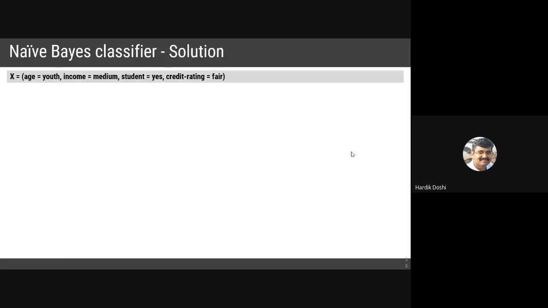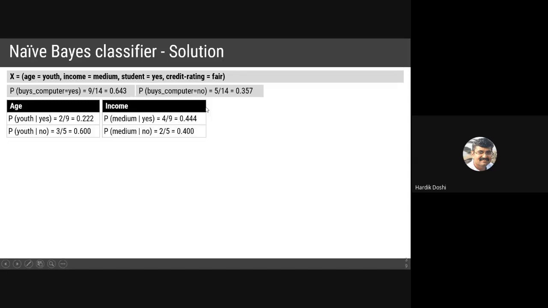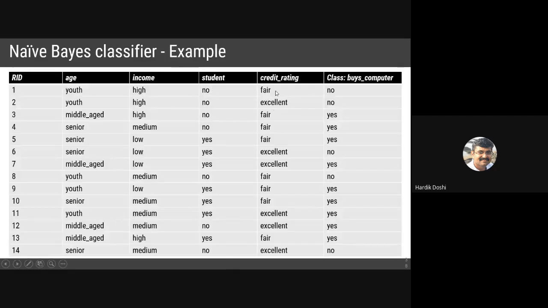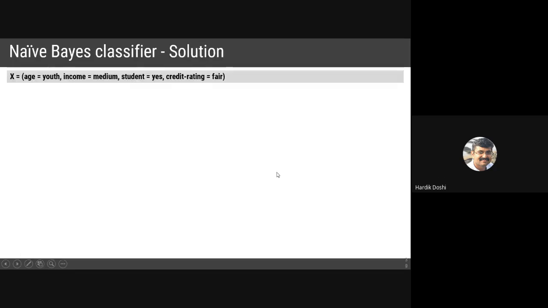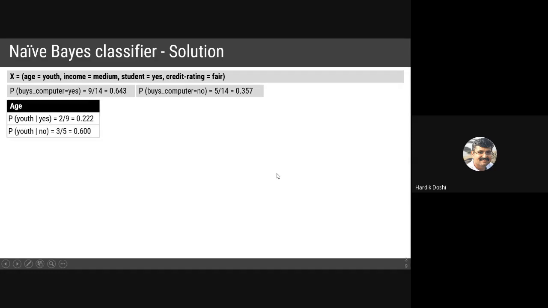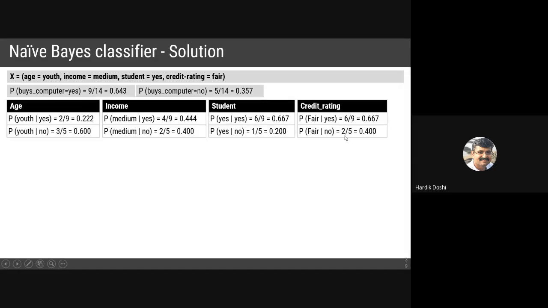Fine. So if you move still further, now the same thing is to be done for credit rating fair. So we need to find out the records with credit rating fair. How many records for credit rating fair? 1, 2, 3, 4, 5, 6, 7, 8 records. And out of these 8 records, how many are for yes? 1, 2, 3, 4, 5, 6. So out of 8, 6 for yes and 2 for no.